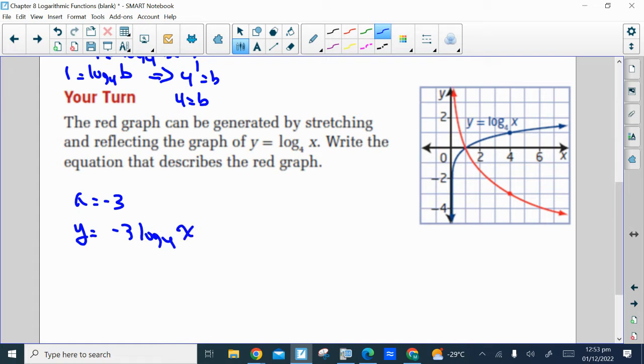So we did that just by using some logic. But as we saw above, we could also do it algebraically. If we recognize that the transformation here is a vertical stretch and a reflection, and that means again that there's been an a parameter introduced, we can find the value of a algebraically by subbing in the point (4, negative 3).